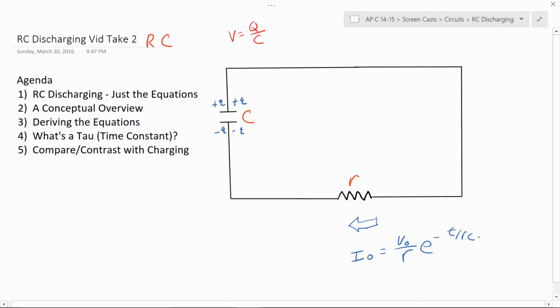And as time goes on more and more and more, eventually you completely deplete the charge on the capacitor, and there is now no current. The I is just 0.